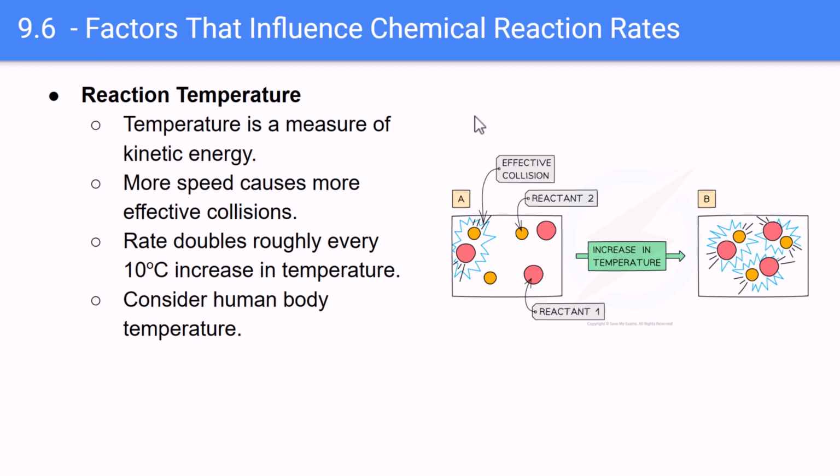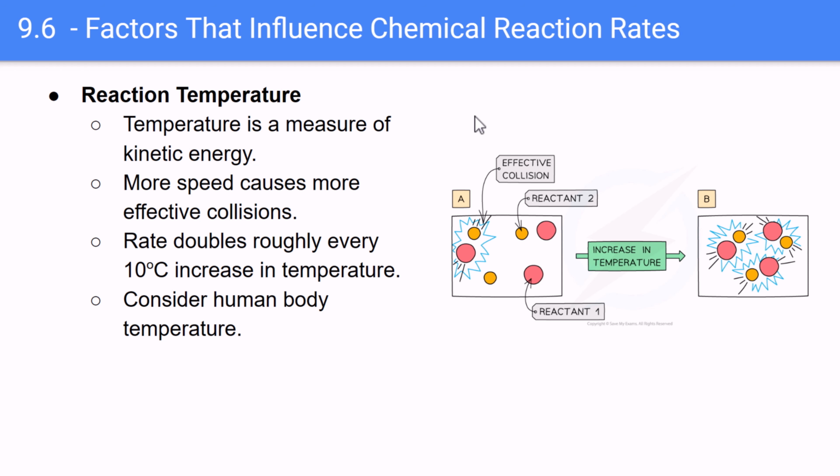The next is reaction temperature. Temperature is simply a measure of the kinetic energy of the molecules that are present in the solution. More speed causes more effective collisions. This allows more molecules to overcome the amount of activation energy that is needed to start the chemical reaction. The rate itself roughly doubles every 10 degrees of increase in temperature. So if we're going from 20 to 30 degrees, we should see a doubling of the rate. 20 to 40 degrees, we would see a fourfold increase.